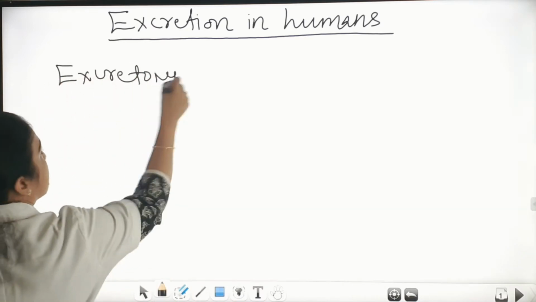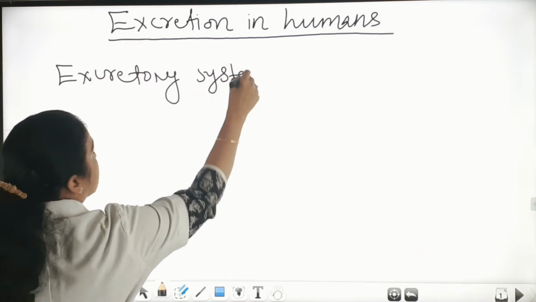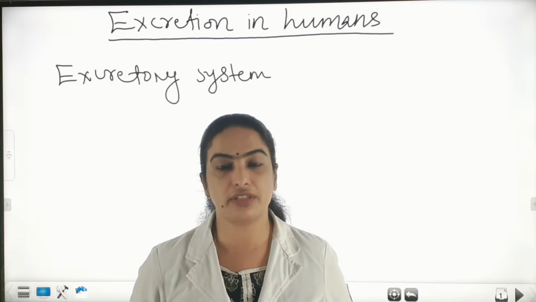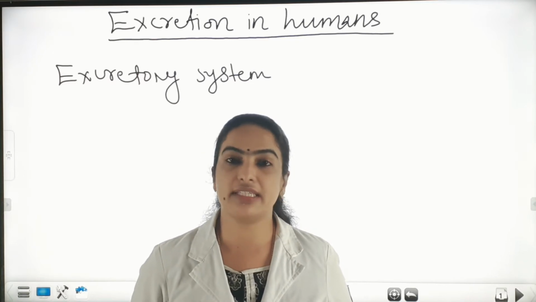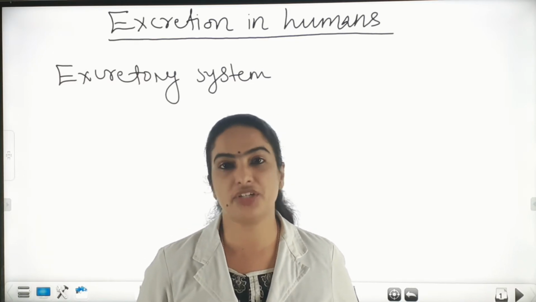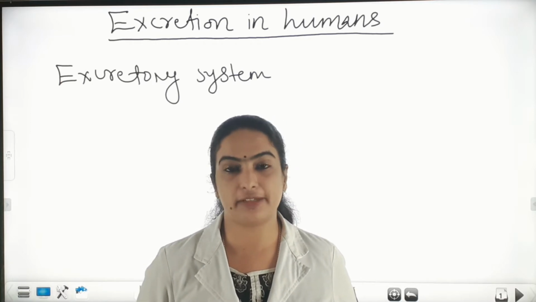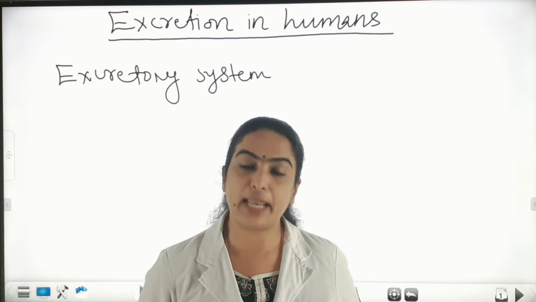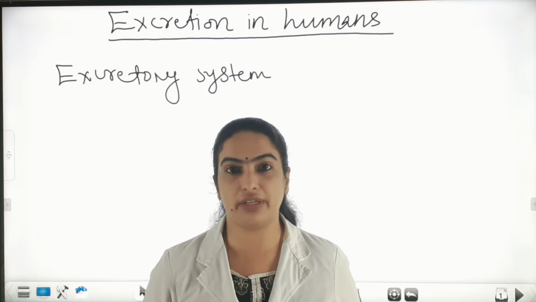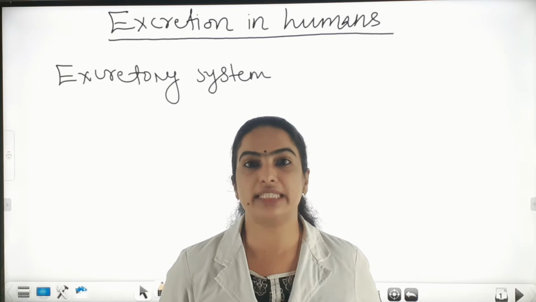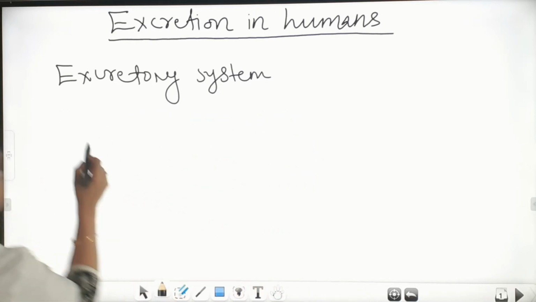Excretory system is a group of organs which are involved in the excretion process. So the excretory system in human beings does the function of collection of liquid waste from the body and helps it to get rid of the body. Is it clear? And the excretory system consists of the following organs.